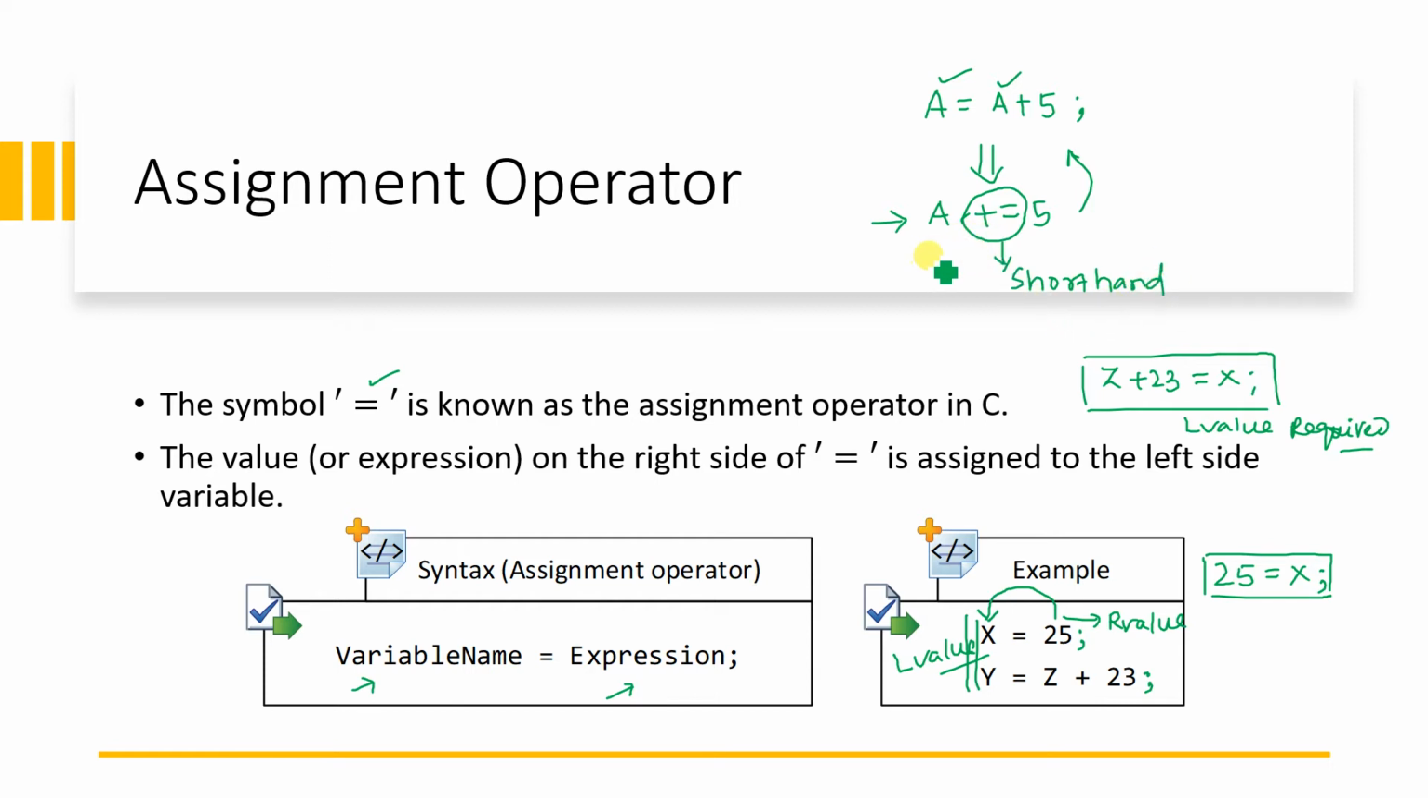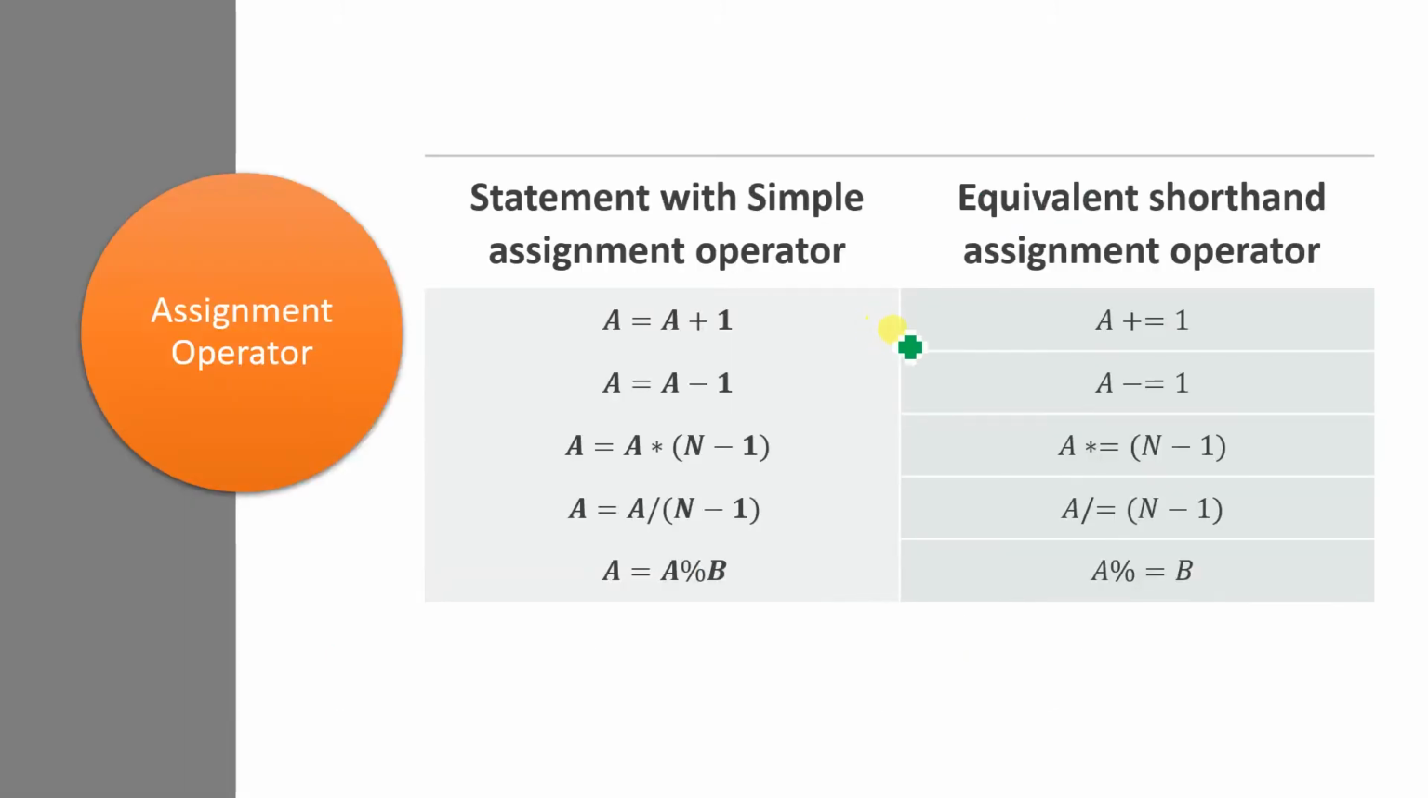There are several shorthand notations available, so I have created a table for that. If you see here, this part I have already discussed. a is equal to a plus 1 can be written as a plus equal to 1. Similarly, if you want to write a is equal to a minus 1, then you can write a minus equal to 1.